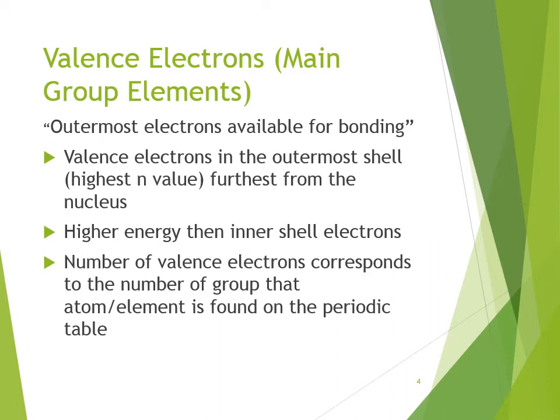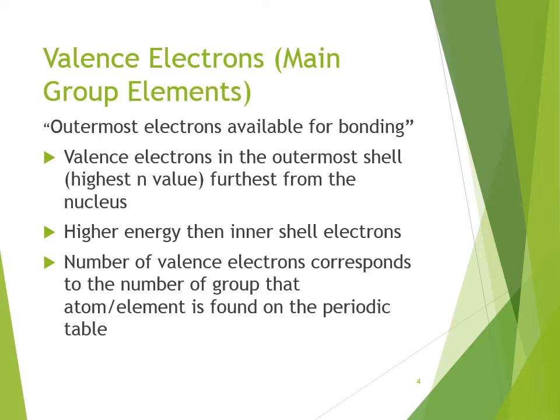So the reason that electrons orbit the nucleus is because the nucleus is a positively charged center and the electrons are negatively charged. So that attraction between the positive and negative charges holds those electrons close to the center, attracts them to the center nucleus, and allows them to orbit it. So the further those electrons are from the center, the higher energy they have because they're not held as tightly as the electrons that are closer.